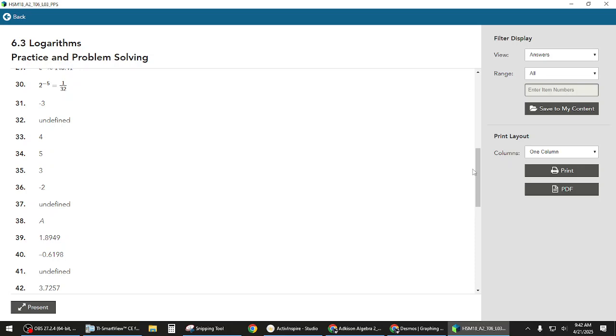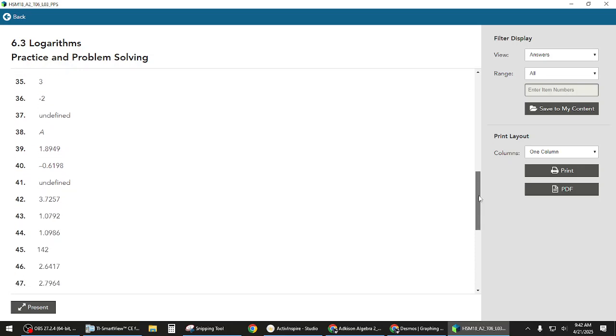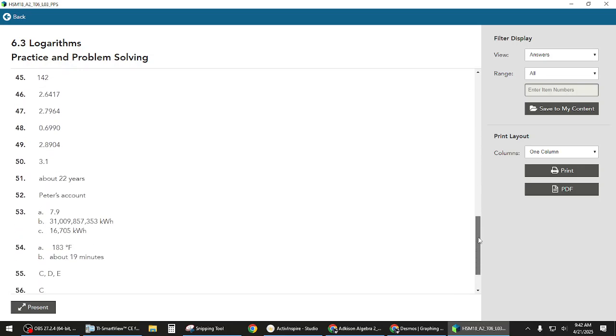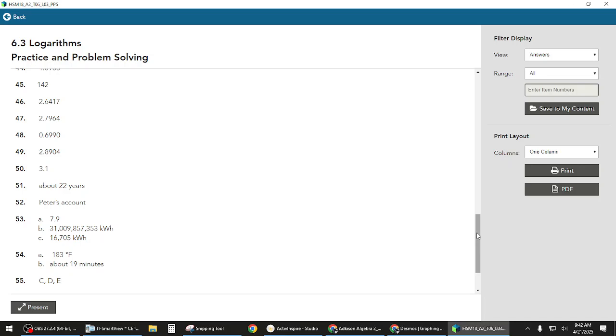All right. 45 is 142. 46, 2.6417. If you didn't round to the 10,000th, but you got the other numbers right, then don't worry about it. The process is correct, right? 47 is 2.7964.